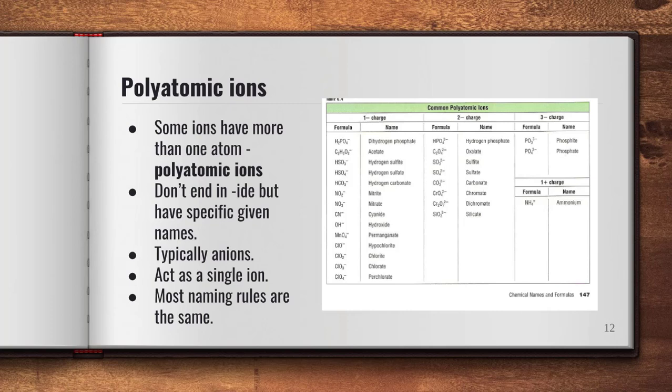Now, these act as a single ion. Even though they are comprised of more than one atom, they act in a similar way as the monatomic ions do. Okay, so they each have their individual charges associated with them. When you balance them out, you treat them as if they are just one entity, very similar to a monatomic ion when we name them. Okay? So let's get some practice with some of these as well.